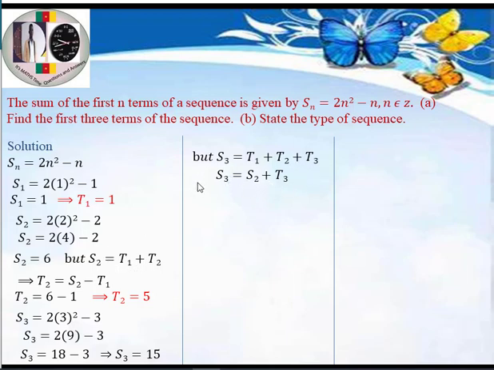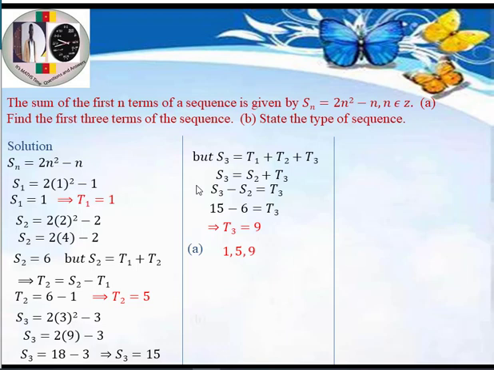So we are going to take S2 to the other side, it will become negative. So T3 will be equal to the sum of the first three terms minus the sum of the first two terms, and that is going to give us 15 minus 6, which is equal to 9. So in that case we therefore say that the first three terms will be 1, 5 and 9. So those are the first three terms.